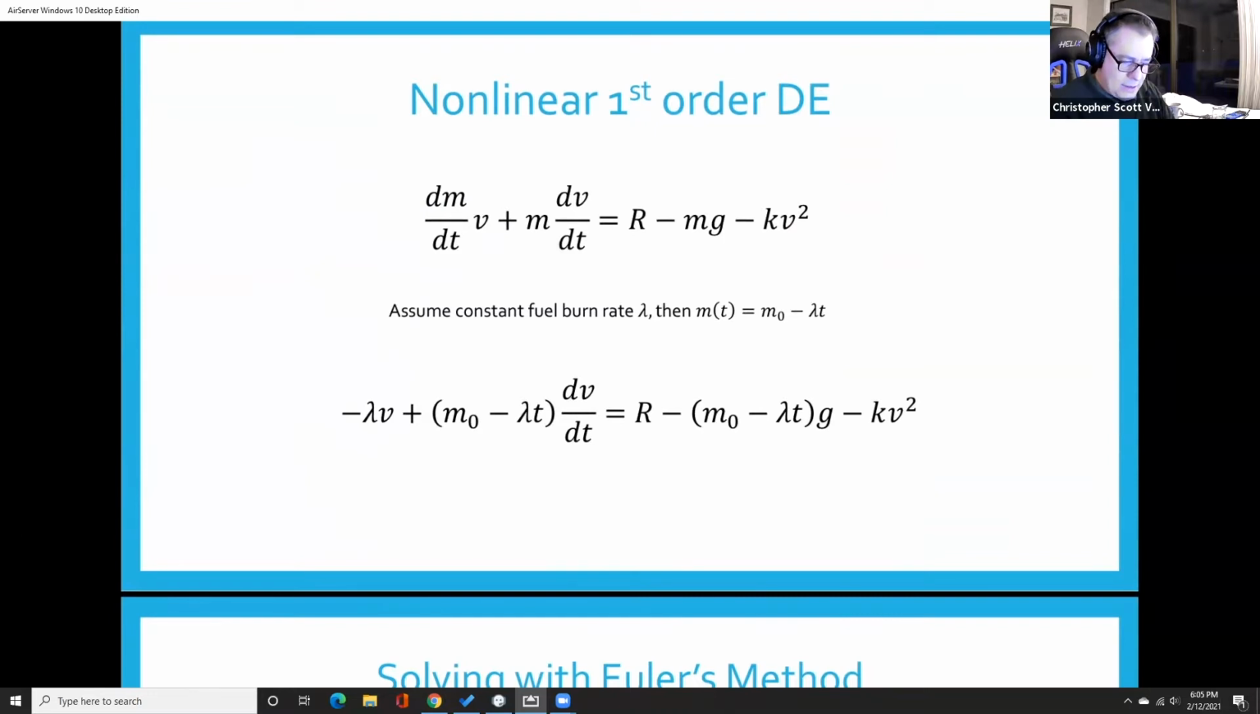Now, I will take an assumption that the mass drops from some initial value m0 to some final value mf at some mass burn rate given by lambda. So this will be a function for my mass over time. And you can see I'm going to replace that, right? Okay with that so far?